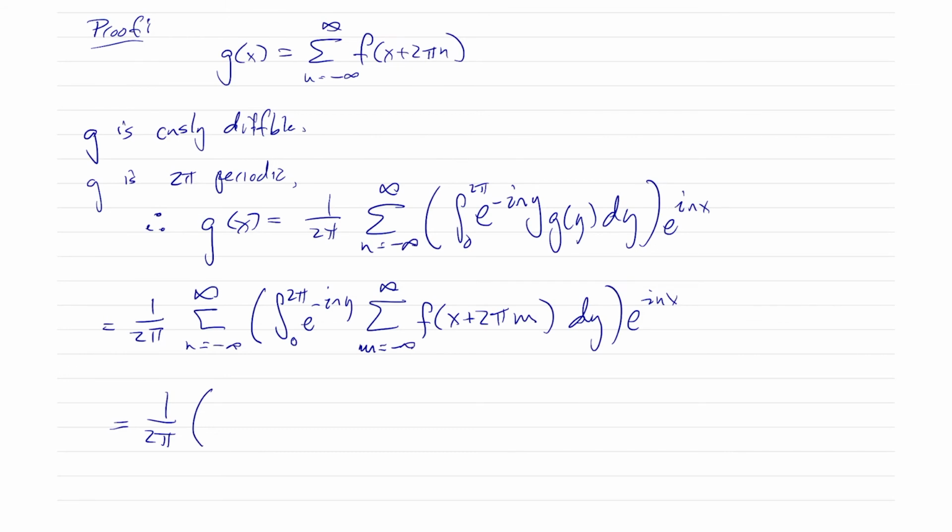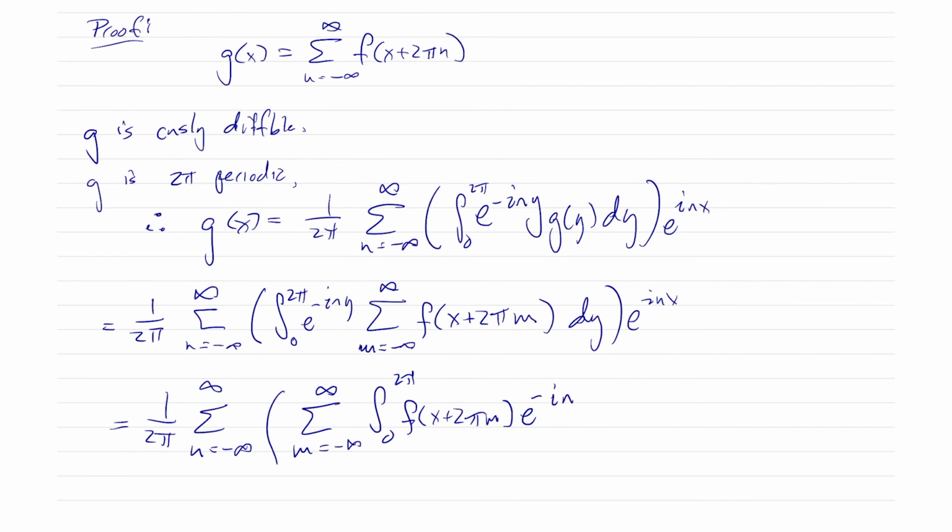So then we still have the sum n equals negative infinity to infinity out here, and on the inside we have the sum m equals negative infinity to infinity of e to the, well, here I'll just write e to the... All right, so we're going to have the integral from 0 to 2 pi of f of x plus 2 pi m times e to the minus I n y dy, and then e to the I n x.